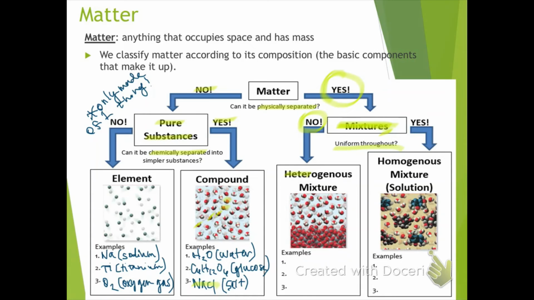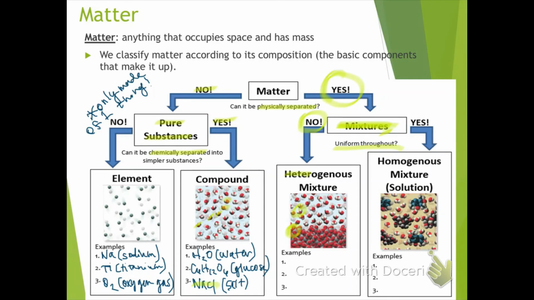So if we look at this picture here, we can see that these compounds down here, they got the gray and the red. This has the white and the red. Those are two different things. And it's also not uniform throughout. All the gray ones are at the bottom and the white ones are at the top there.